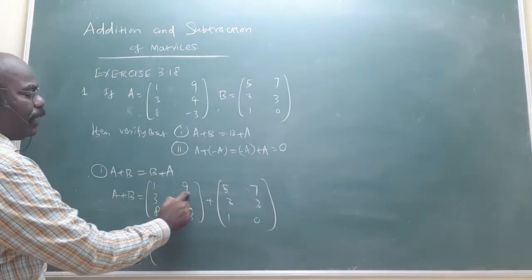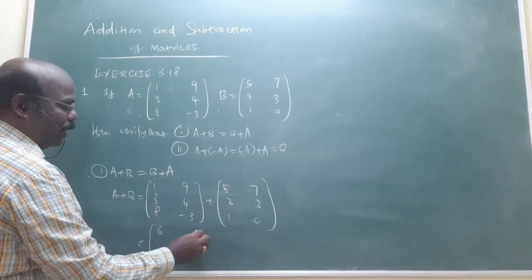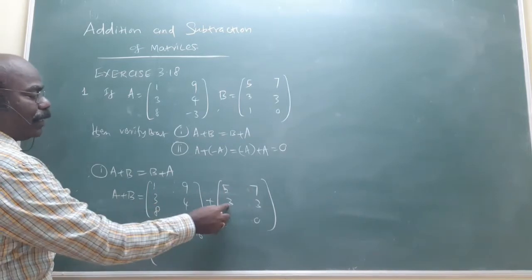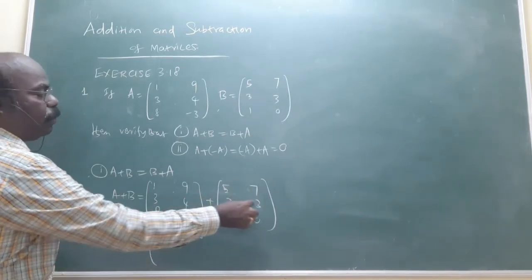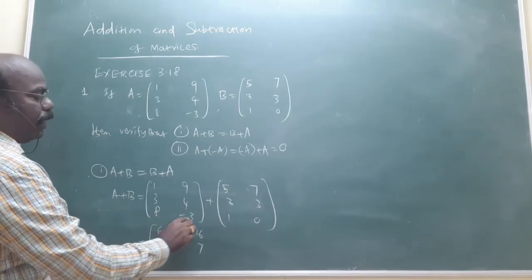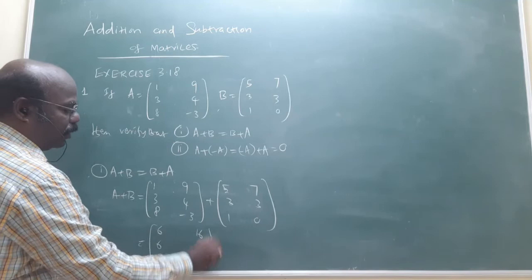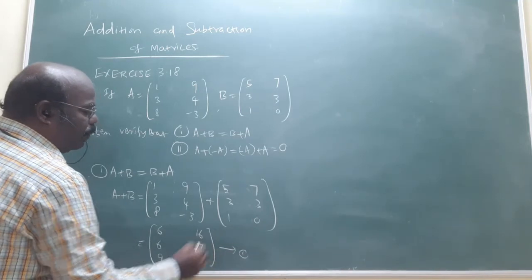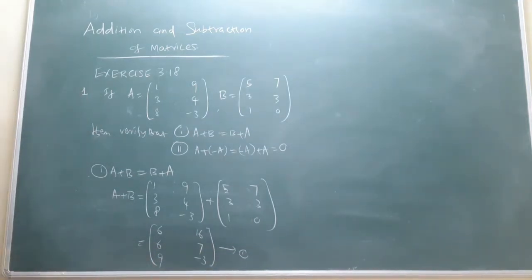In this way, what is the second element? 9 plus 7, that is 16. 3 plus 3, 6. 4 plus 3, 7. 8 plus 1, 9. Minus 3 plus 0, minus 3. This is the first answer. In this way, you add. All the corresponding elements should be added. We get the answer 6, 16, 6, 7, 9, minus 3.